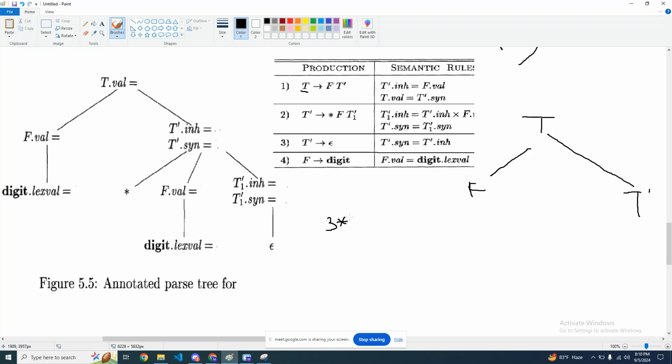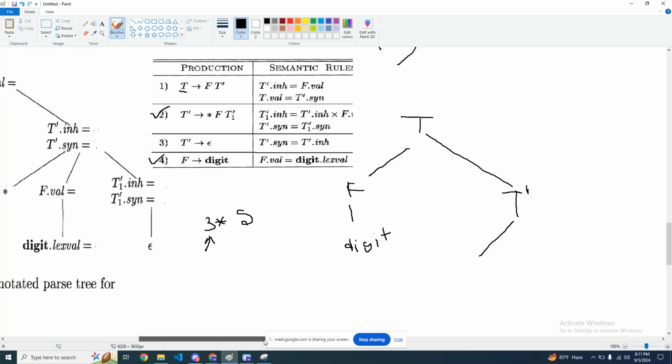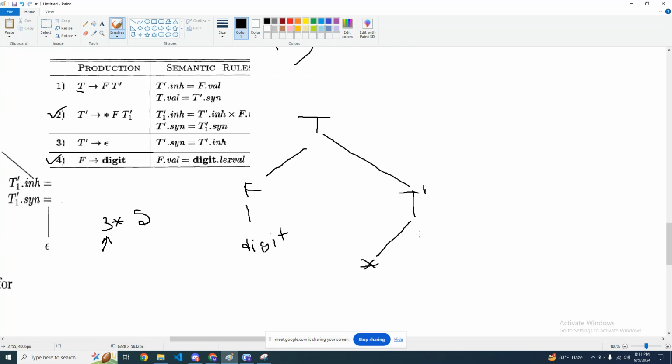So this F will be derived from 3. So F will be digit. So we can use this rule. So F can be digit, right? And this T prime can be expanded into this rule, which is multiplication F T prime. So multiplication F T prime.